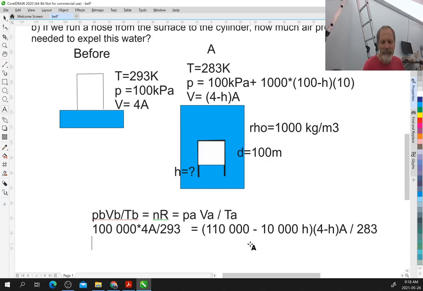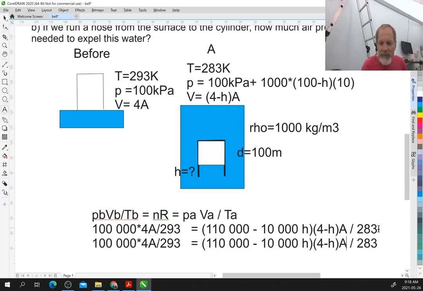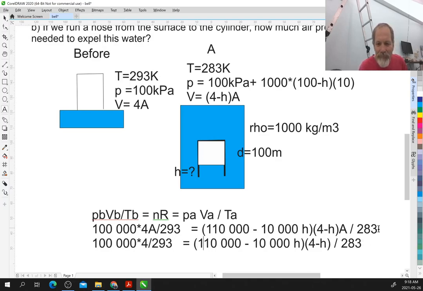283. Next line. If I was writing this and trying to work through this, you're seeing how I'm thinking through these things, left side, right side. Okay, A's cancel, right? A's cancel. And I'm going to get a quadratic equation with H squared in it. So now I'm going to have to solve this equation for H squared.